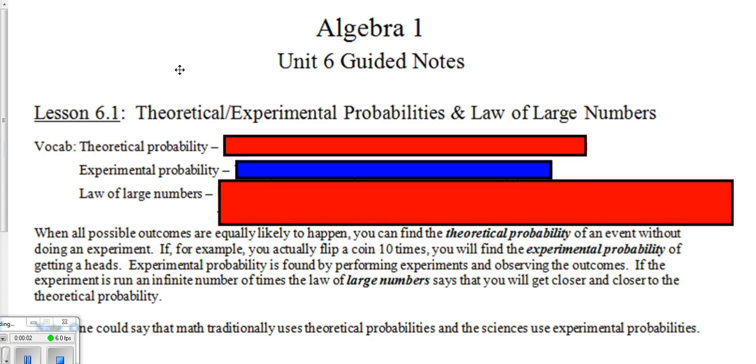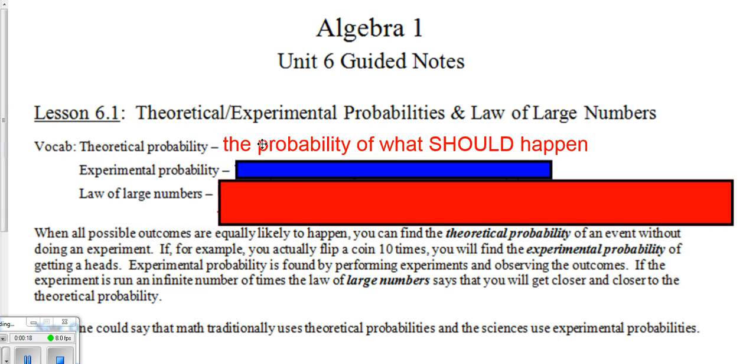All right, now we're going to begin Unit 6, which is all about probability. Lesson 6.1 has to do with theoretical versus experimental probabilities, as well as the law of large numbers. So first off, let's just hit up that vocab. I'll go over what each one of those are right in the very beginning.